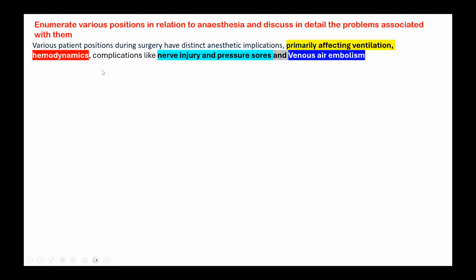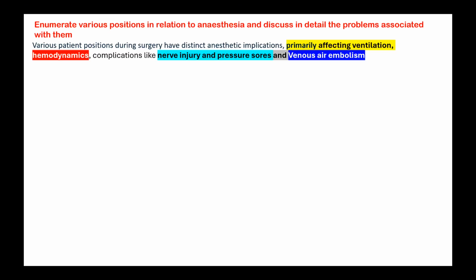They can affect their respiratory system because of splinting of the diaphragm, preventing the normal excursion of diaphragmatic movement, which will cause respiratory complications. The second is it can affect the hemodynamics. Like when you give a reverse Trendelenburg with a head up tilt for some surgeries, then pooling of blood will happen in the lower limb, the venous return will decrease, and the patient may have hypotension.